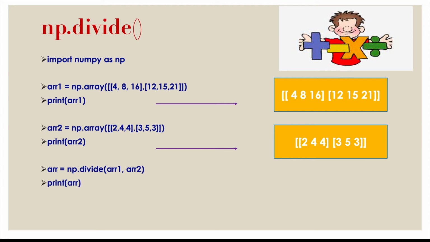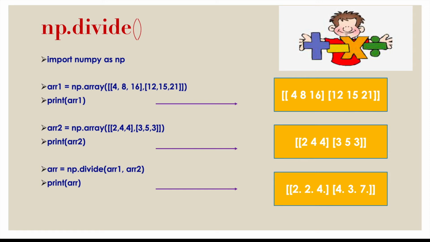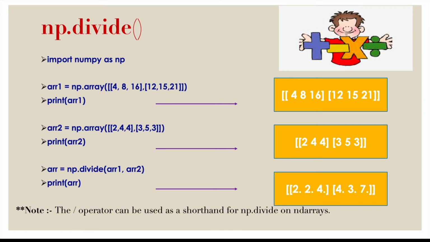This will create a third array where each element will be the true division of the corresponding elements at the same position of the two arrays we wish to divide. So here we are going to get the result. The first element of array 1 is 4 and the first element of array 2 is 2. So when we divide this, we get the true division value, that is 2 in floating point. Now we can also use a shorthand operator for this np.divide function. Instead of calling np.divide, we can use a slash operator. This true division adjusts the output type to present the best answer regardless of the input types.